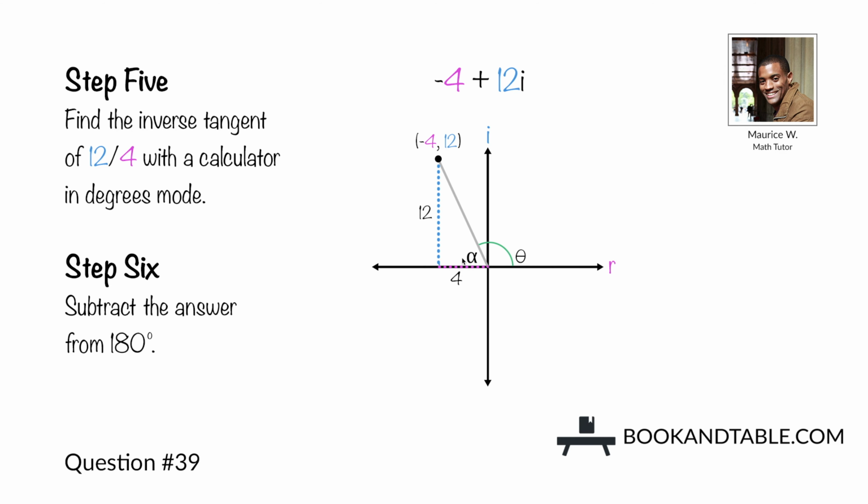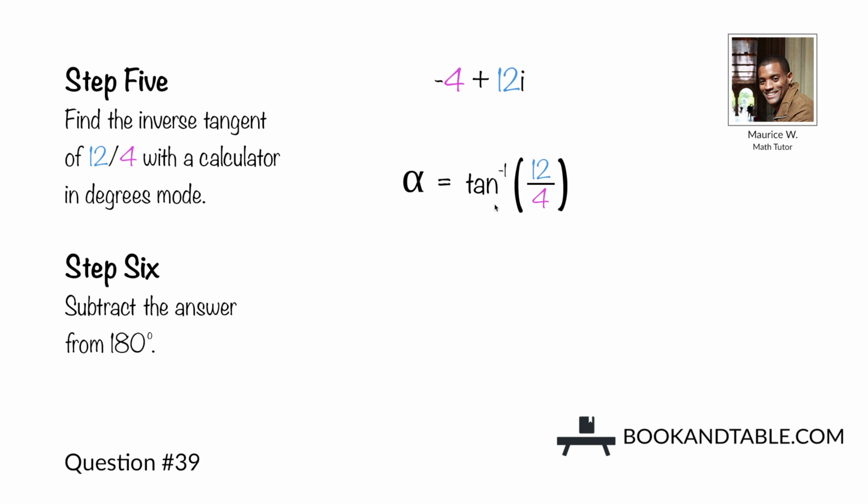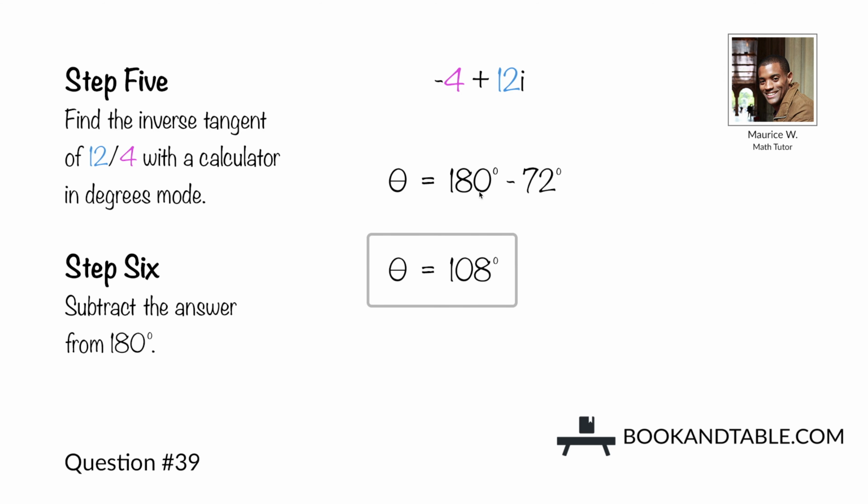So if we plug in the inverse tangent of 12 over 4 into a calculator in degrees mode, then the alpha angle would be equal to 72 degrees. And now we want to subtract that from 180 degrees, giving us the argument or theta is equal to 108 degrees.